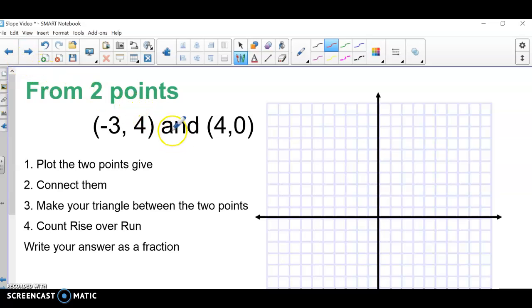The last one is finding the slope from 2 points. The first thing you want to do is plot your 2 points that you're given. So I'm going to go -3, up 4, 1, 2, 3, 4, and 4, 0. So I'm going to go over 4, and I'm not going to go up or down any since my other number is 0. I'm going to connect them.